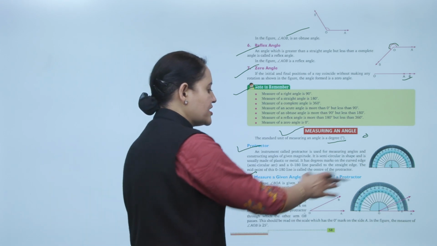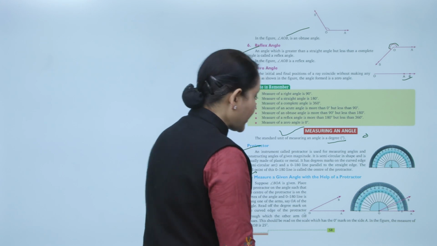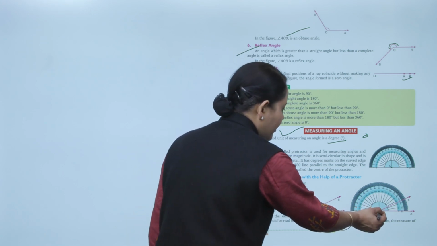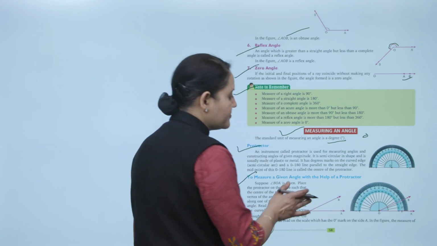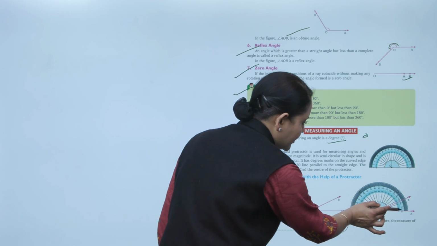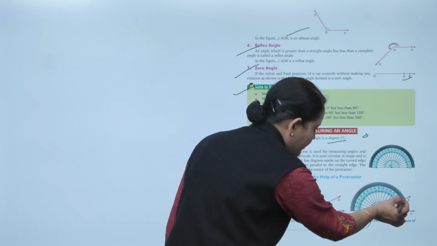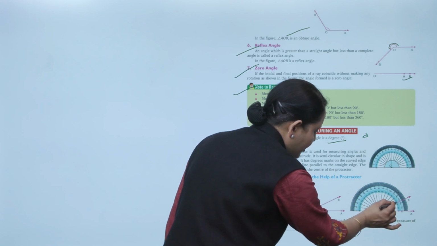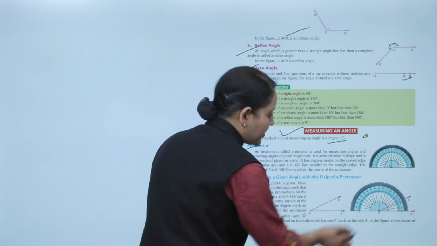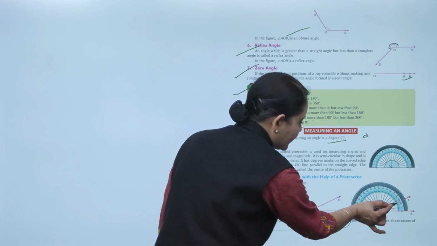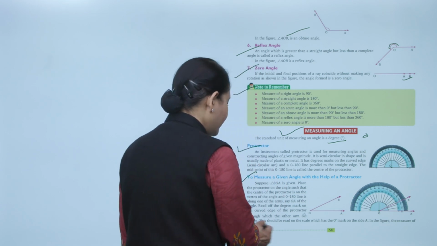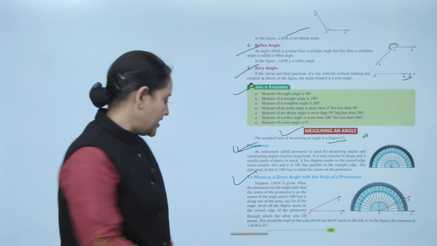So here we have to measure this angle. So we'll take the protractor and keep the center point on the vertex. And here, starting from 0 degree, we'll see where the point B is. It is 25 degree. We'll take inner scale because 0 degree starts from here. So take inner scale. So angle is of 25 degree.